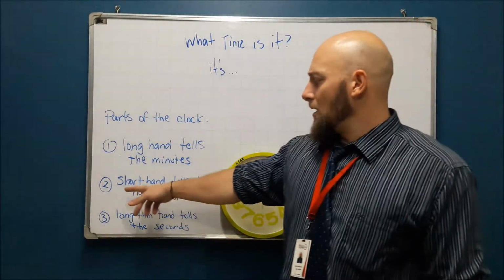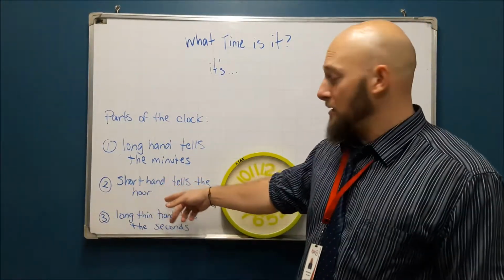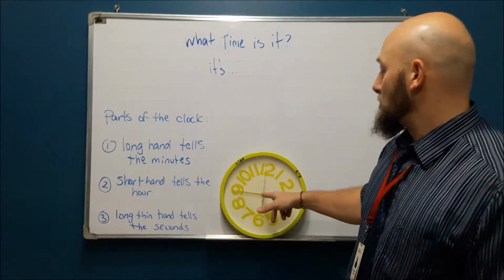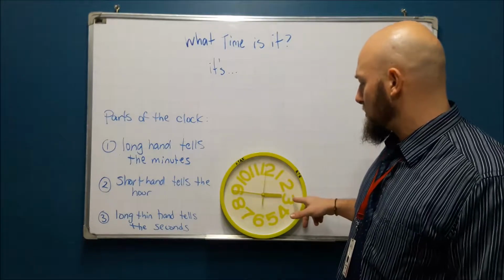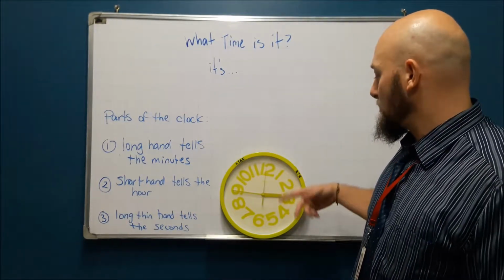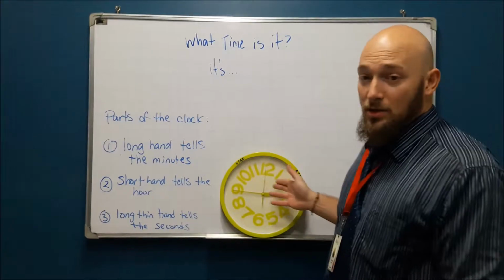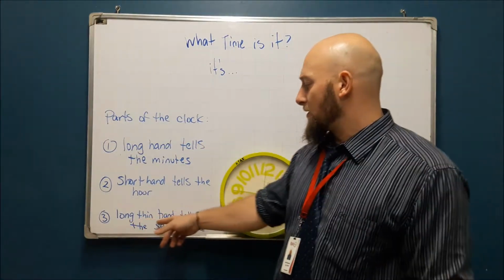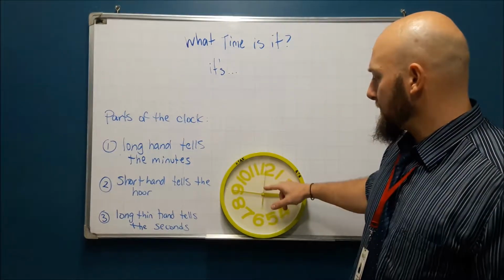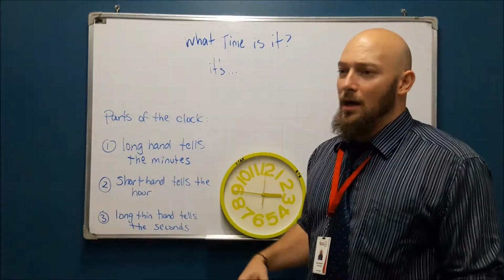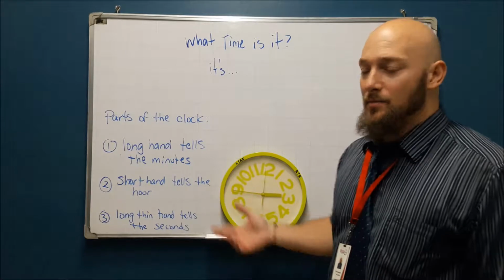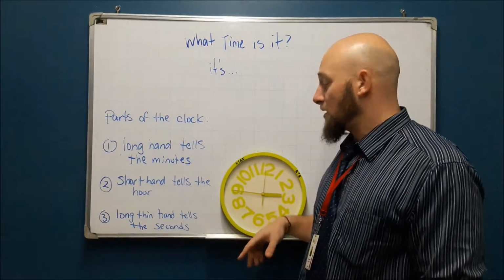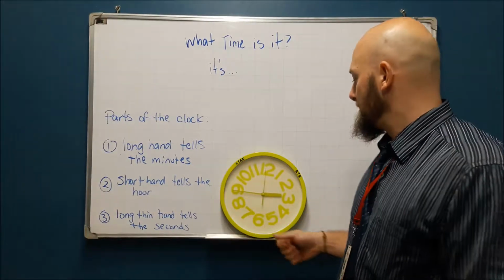Okay. Number two is the short hand. And this tells you the hour. So in this case here, the short hand is pointed towards the 3, and so this indicates that it is the 3rd hour. Okay, and the last one is the long thin hand, which is up here. This tells you the seconds, how many seconds of that minute. And in this example here, it is at the starting of a new minute.